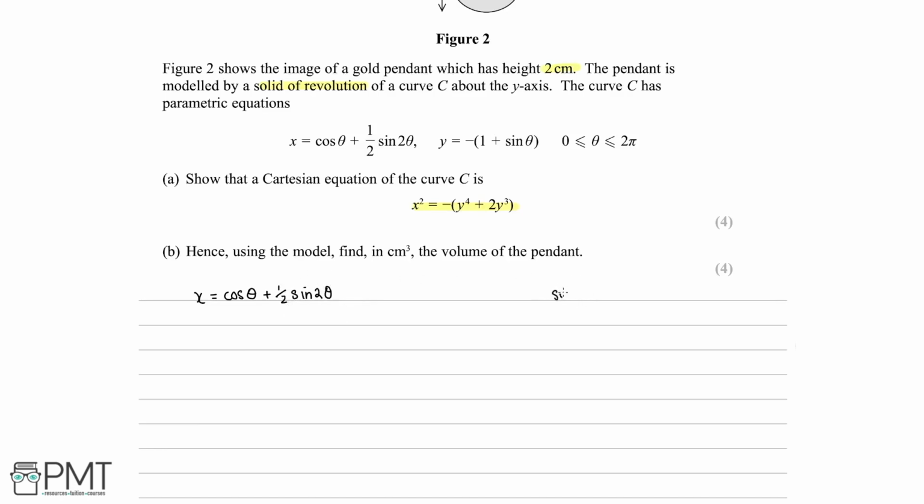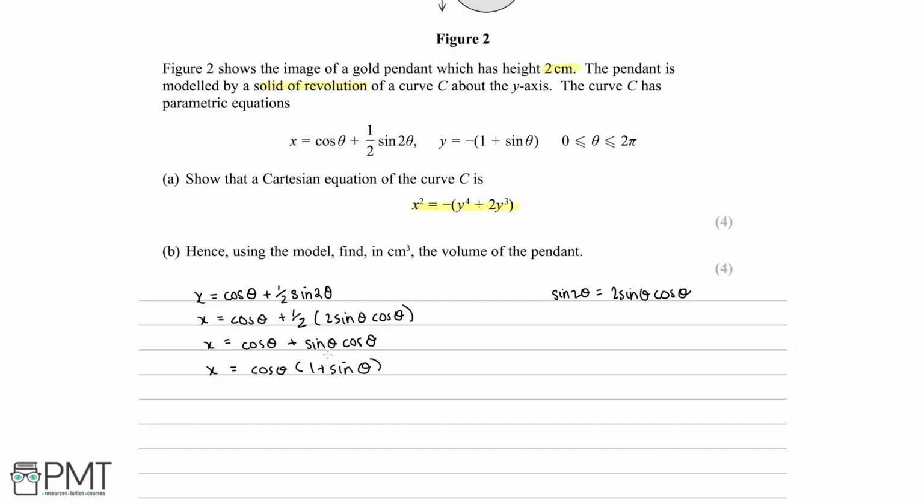We know that sine of 2 theta is equal to 2 sine theta cos theta using our double angle formula identities, and thus x can be written as cos theta plus a half times 2 sine theta cos theta. And this can be rewritten as x is equal to cos theta plus, well, a half times 2 will be 1, so it'll just be sine theta cos theta. Now we can notice that we can factorize out a cos theta from this expression to give you x is equal to cos theta multiplied by 1 plus sine theta.